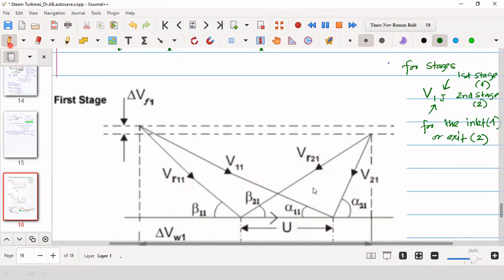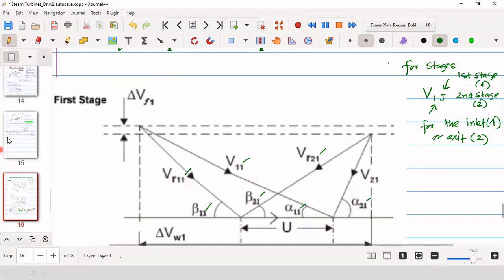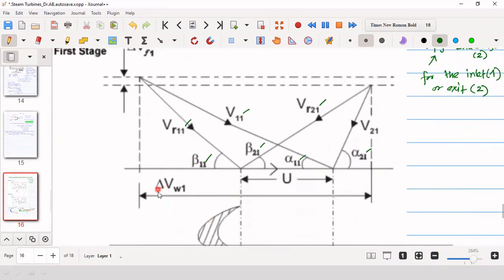So these are all 1 for the first stage, even for beta 1 1, beta 2 1, alpha 1 1, alpha 2 1, for all these. And also there is delta V W1, that is the total change of whirl component of the steam. So that is total change, that is delta V W1 for the first stage.